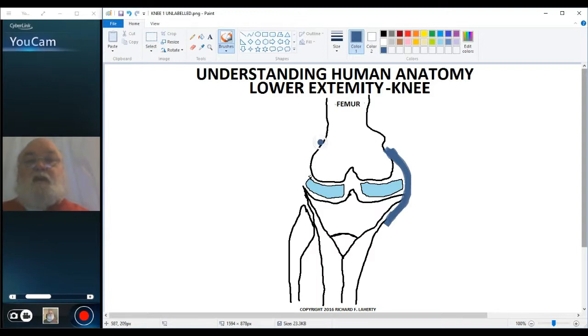And there is a companion ligament on the lateral side, which comes down to the tibia and to the fibula. And this would be the lateral collateral ligament. In addition, we have ligaments between the tibia and fibula that holds those two bones together at the proximal end of the joint.